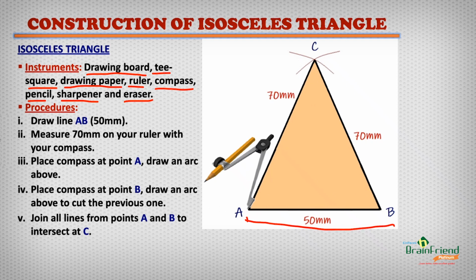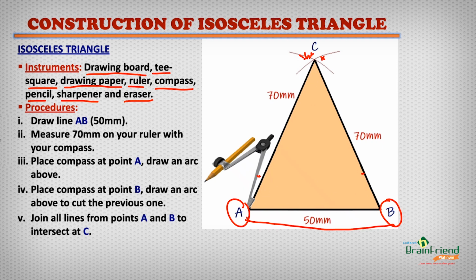2. Measure 70 mm on your ruler with your compass. 3. Place compass at point A. Draw an arc above. 4. Place compass at point B. Draw an arc above. And lastly, join all lines from point A and point B to intersect at C. With these procedures, you can effectively construct an isosceles triangle.